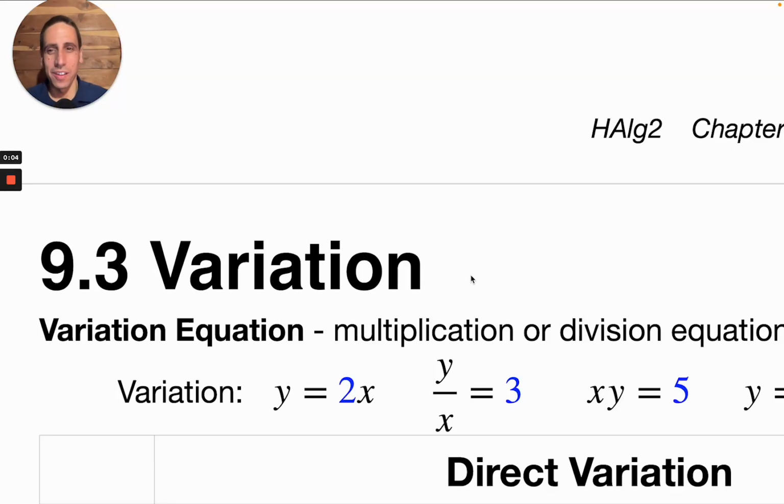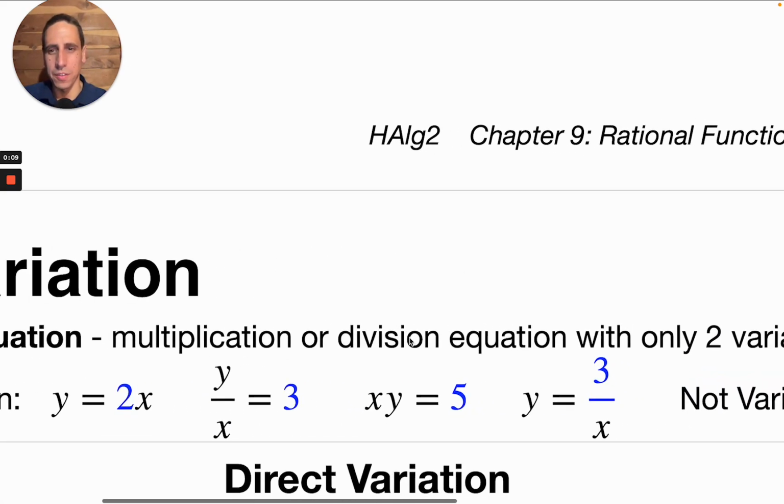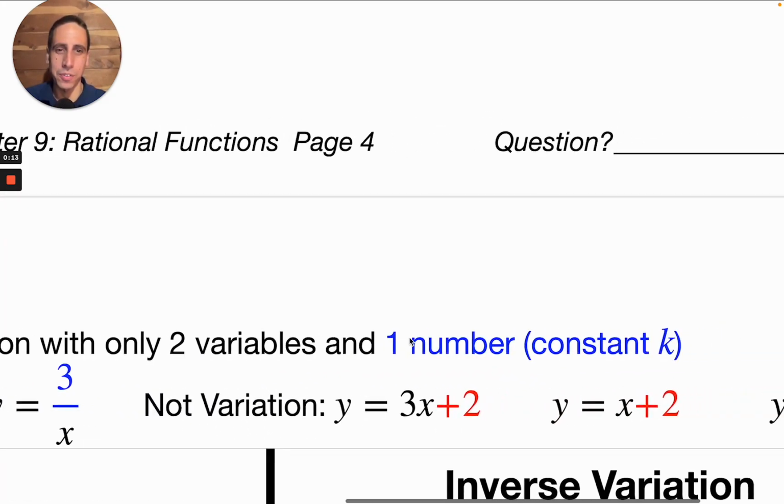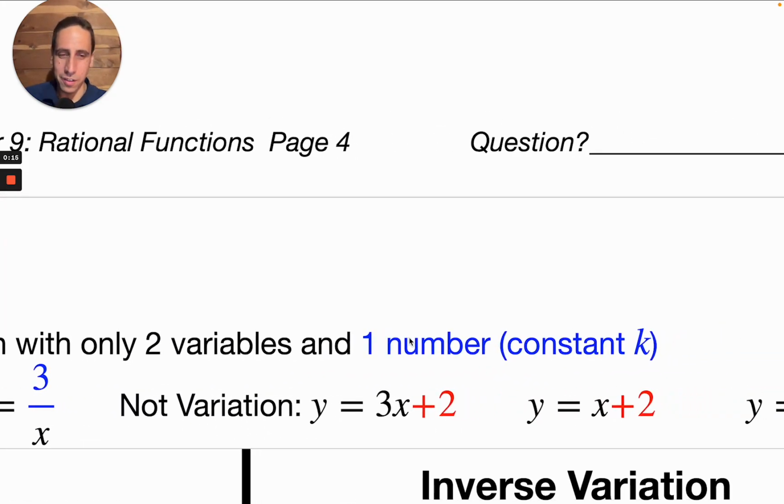Section 9.3, variation. Variation equation. Let me just drop this definition right here. It's either a multiplication or a division equation with only two variables and a single number. It's often called a constant. And if you see a k, that still just represents a number.